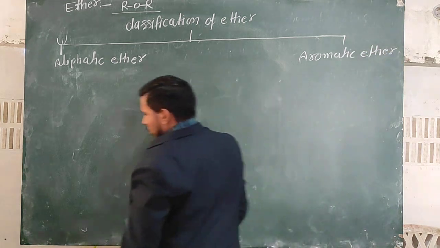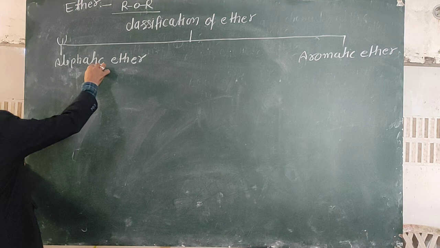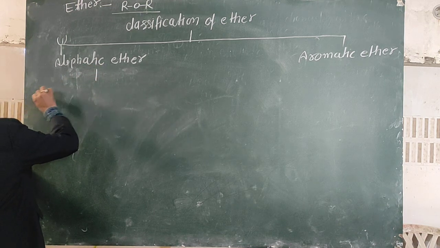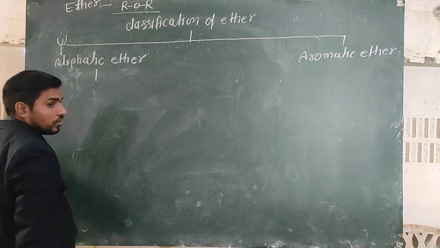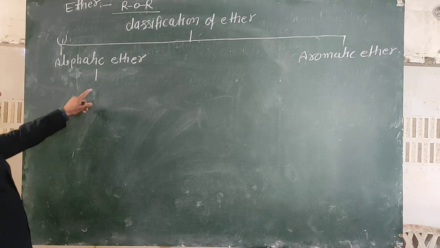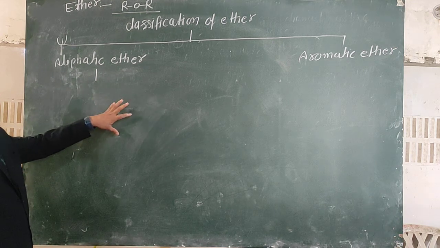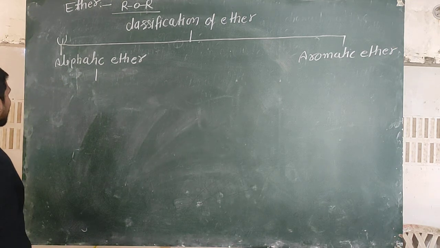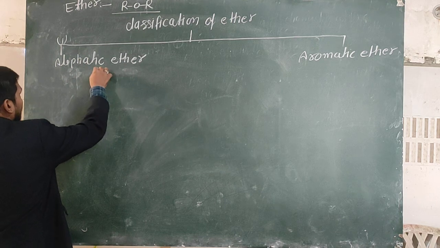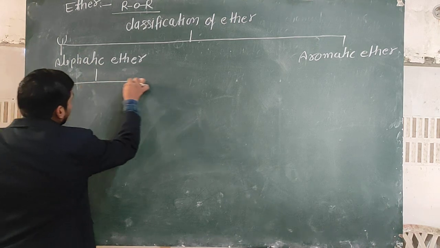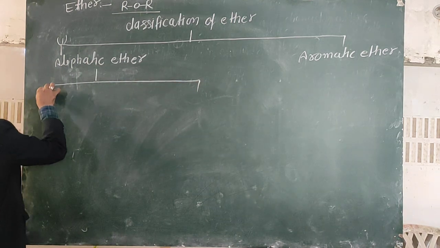Okay, actually aliphatic ethers are those in which the ethereal oxygen is present in between two saturated hydrocarbon or open chain hydrocarbon. But these are further classified into two categories.